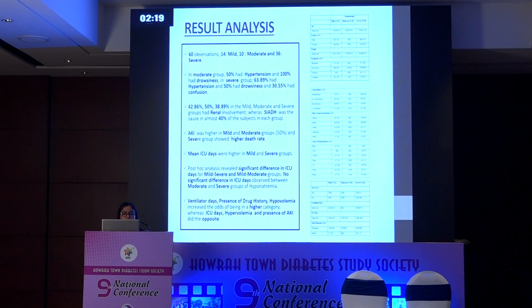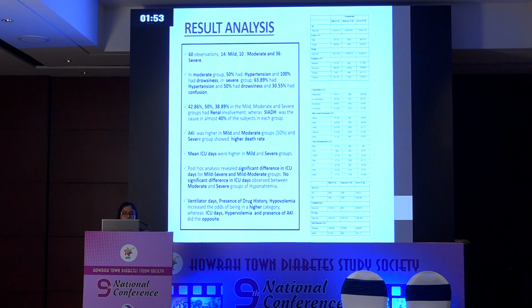As far as the result analysis is concerned, among the 60 observations, 14 patients had mild, 10 patients had moderate, and 36 patients had severe hyponatremia. In the moderate group, 50% of patients had hypertension and 100% had drowsiness as a symptom. In the severe group, 63.8% of patients had hypertension, 50% had drowsiness, and 30.5% had confusion.